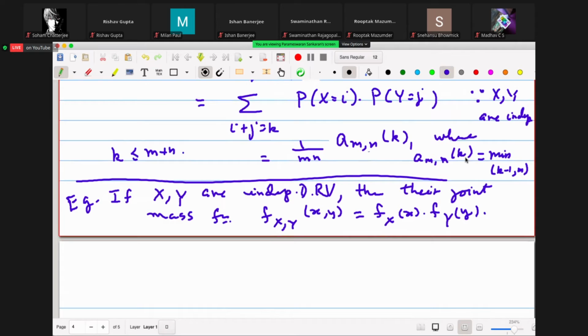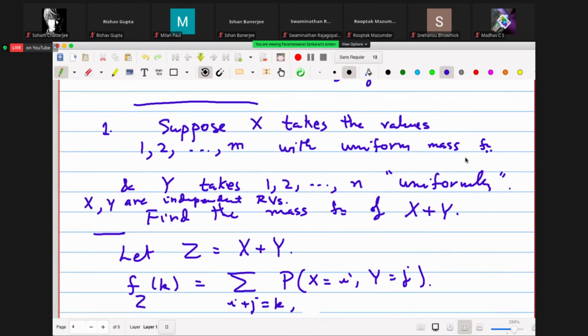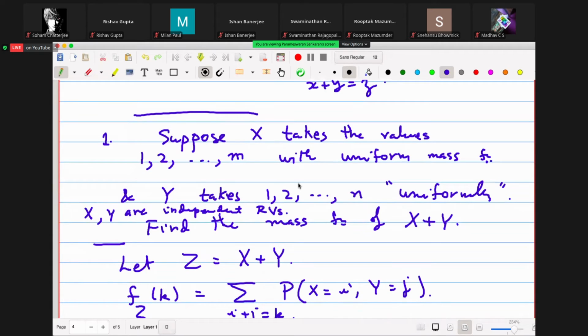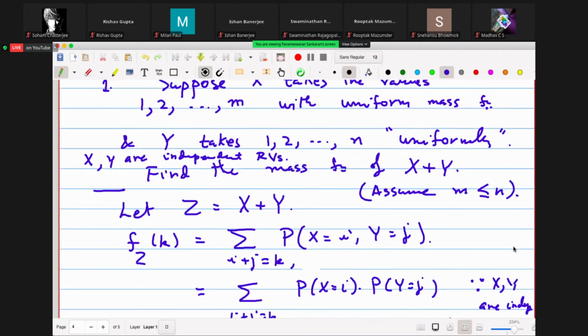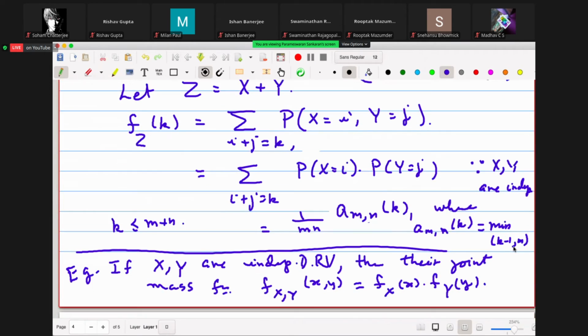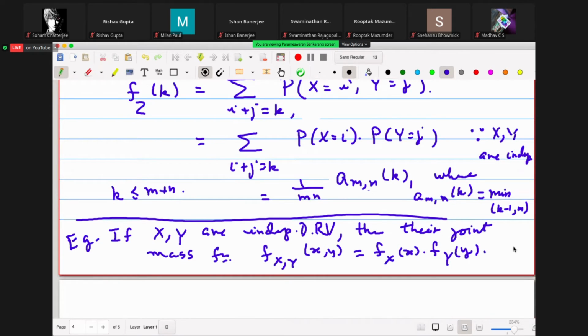We will also assume that m is smaller compared to the two. I don't know if it matters, but just to be on the safe side, assume m is less than or equal to n, so the smaller one is less than or equal to that. Then there is absolutely no problem. I can write it equal to the minimum of m minus 1 and k. That's it.